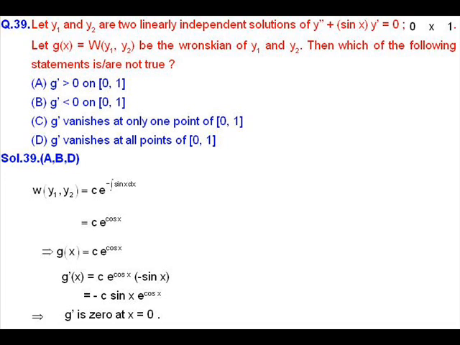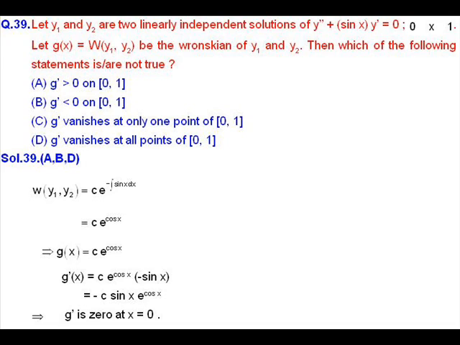where x belongs to the closed interval [0, 1], and the given g(x) is a function which is defined as the Wronskian of y1 and y2. Since here y1, y2 are two linearly independent solutions, their Wronskian cannot be 0, that is g cannot be 0 in the respective domain, that is in the closed interval [0, 1].